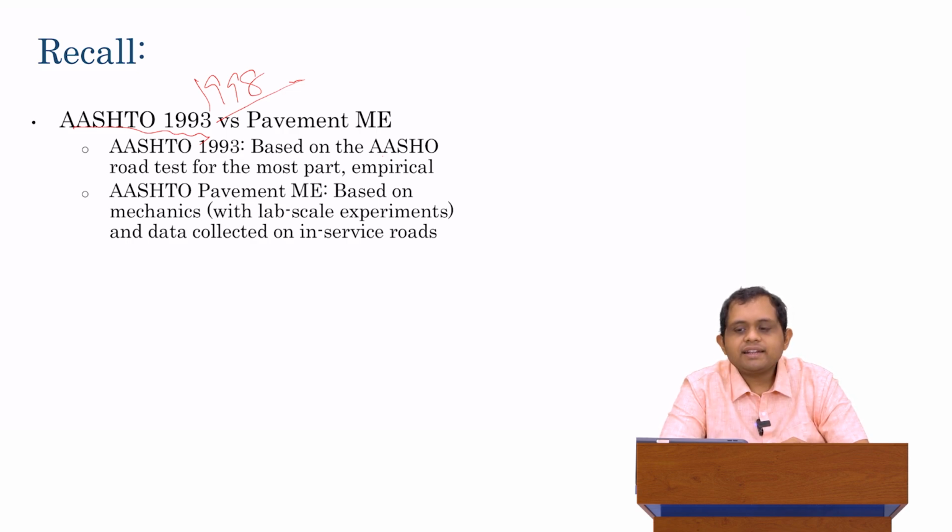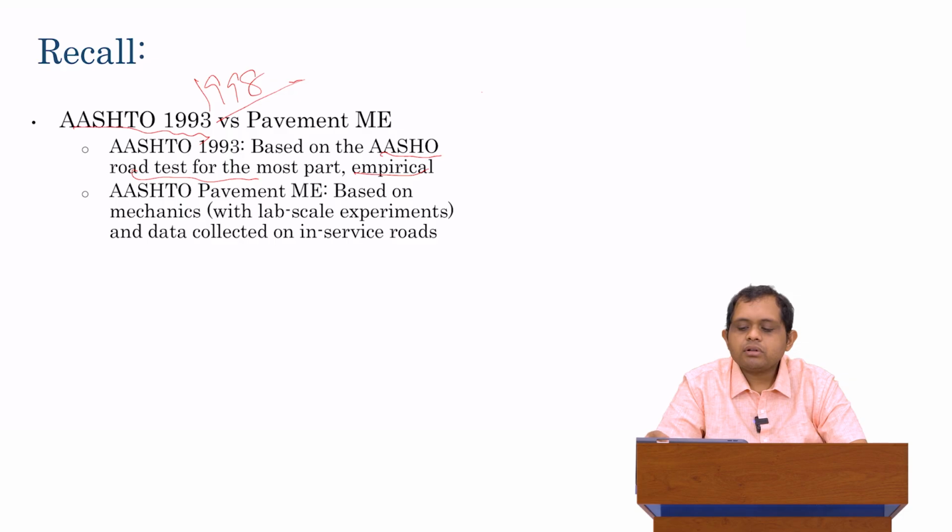So the AASHTO 1993 design guide, we talked about it, was based on the AASHO road test for the most part. It was supplemented by some additional information over time, but still the bulk of the calculations was based on the AASHO road test. So this was purely an empirical approach. What do we mean by empirical approach?